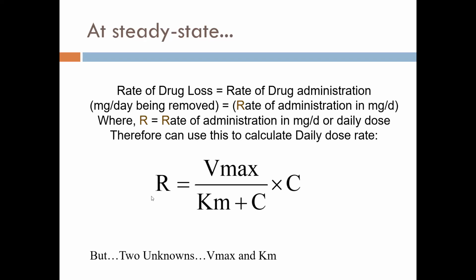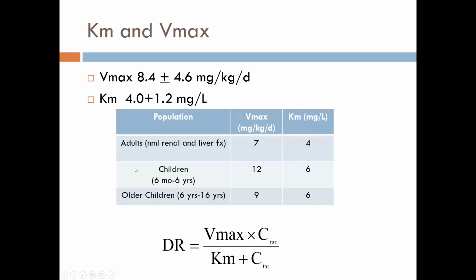But we still have unknowns. We know our target concentration, but we still don't know Km or Vmax, so it's going to be hard to figure out our dose rate because we've got three unknowns actually here. So what we can do is put in our target here and use population guesses or ranges for Km and Vmax.